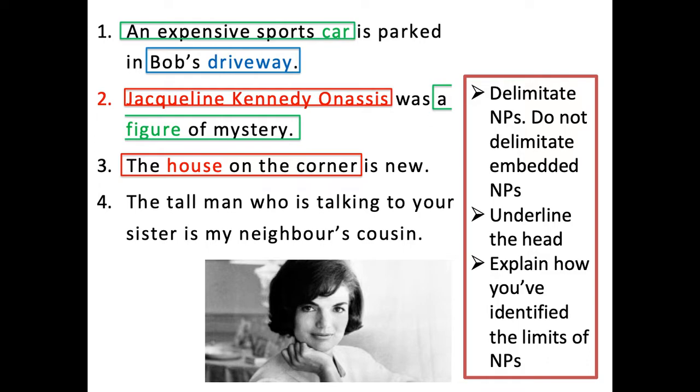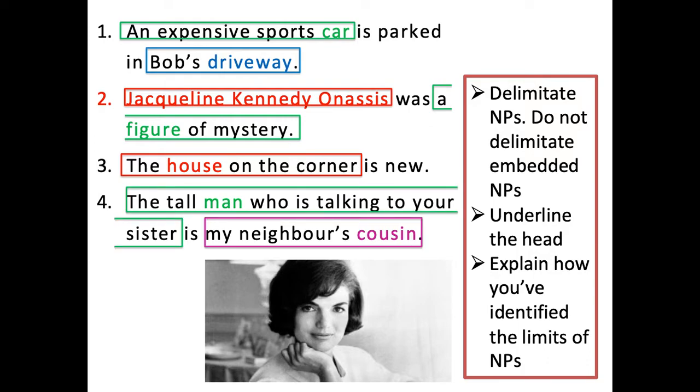And finally, let's look at example 4. The tall man who's talking to your sister is my neighbor's cousin. So we've got two noun phrases, two heads, man and cousin. In the first case, the noun phrase is quite long, the man who's talking to your sister. And the second noun phrase is my neighbor's cousin. In the case of the first noun phrase, the structure is quite complex, but it actually corresponds to cases that we've seen so far.